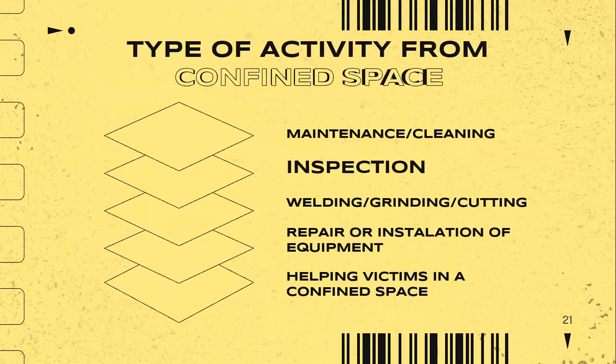Types of activity in a confined space. There are 5 types of activity. Number 1 is maintenance or cleaning. Number 2, inspection. Number 3, welding or grinding or cutting. Number 4, repair or installation of equipment. Number 5, helping victims in a confined space.